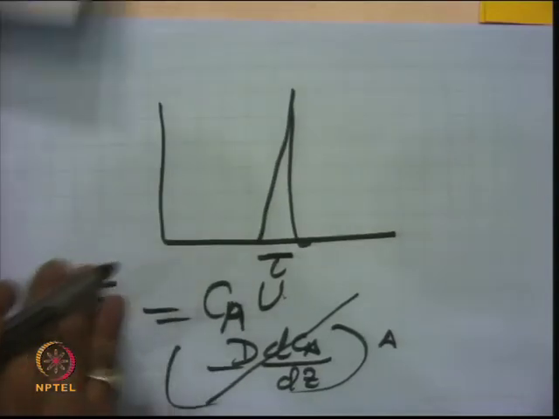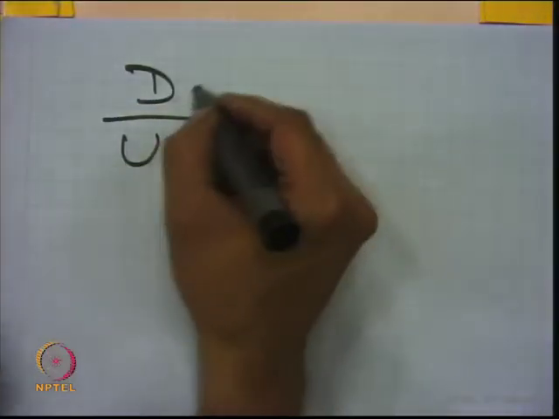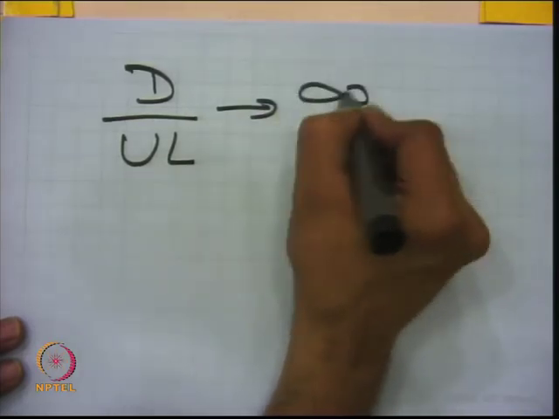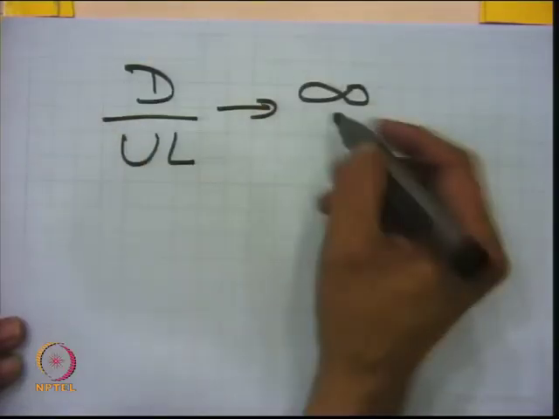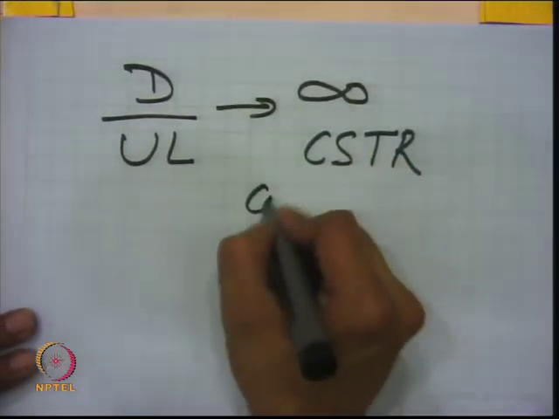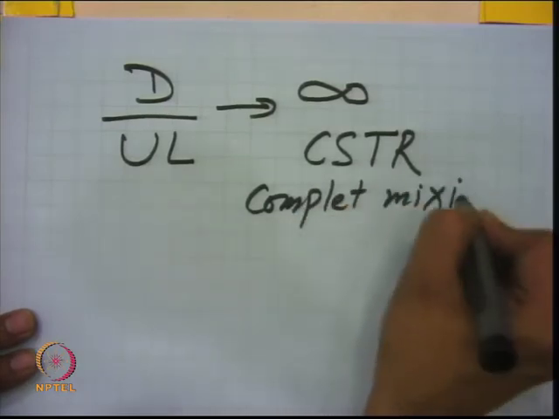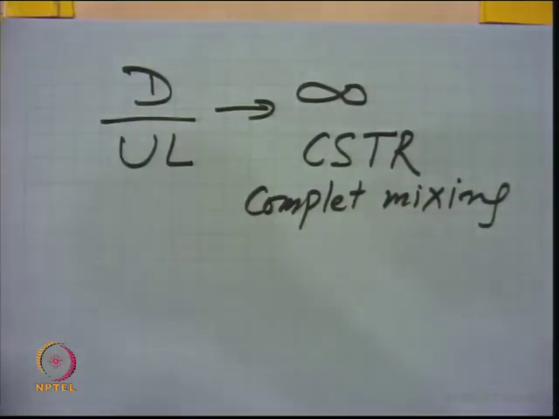So, what is mentioned here in the form of Peclet number, which is Lu by D, or D upon UL, which is your dispersion number. I said that this number approaches infinity, or is very high, when you have a tank reactor, that is complete mixing. If you have a tank type reactor like CSTR, the dispersion number D upon UL will approach infinity, a very high value. It means complete mixing, which you do not look for in a plug flow reactor.